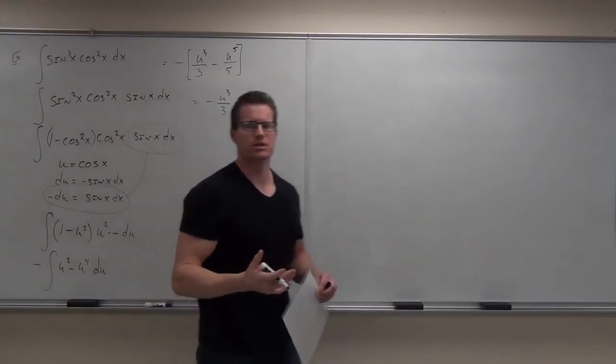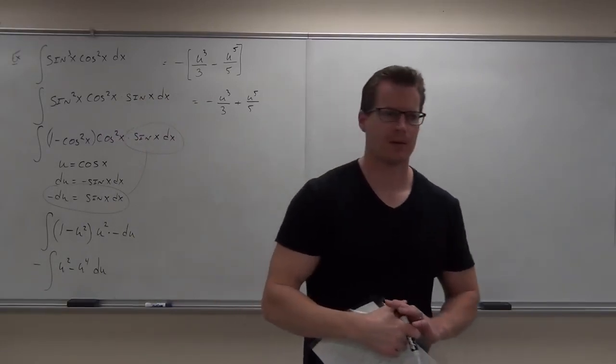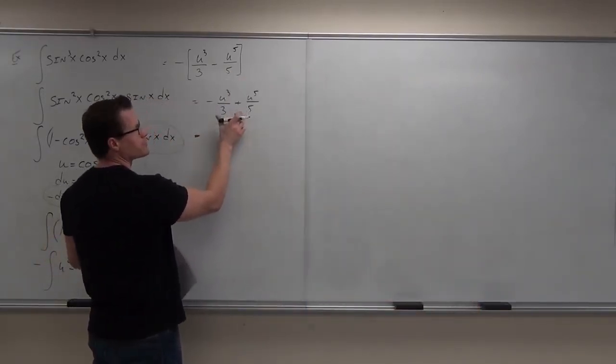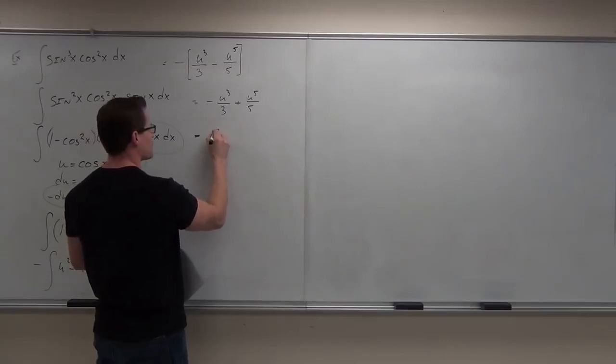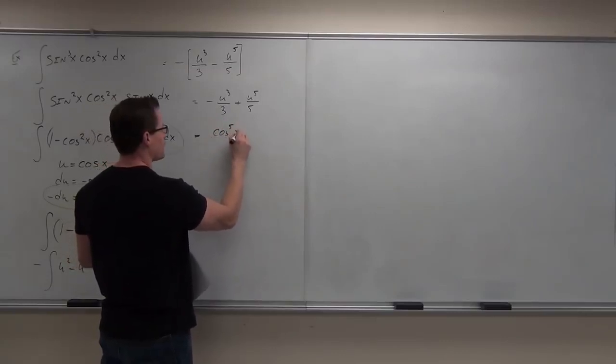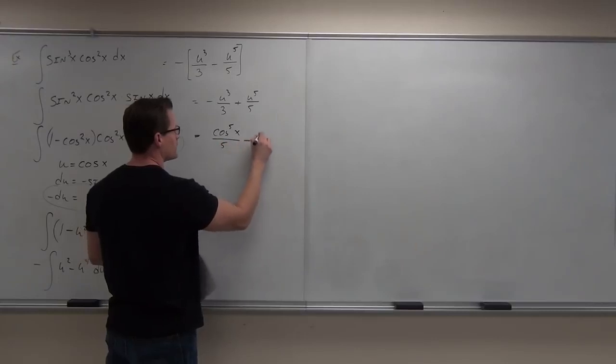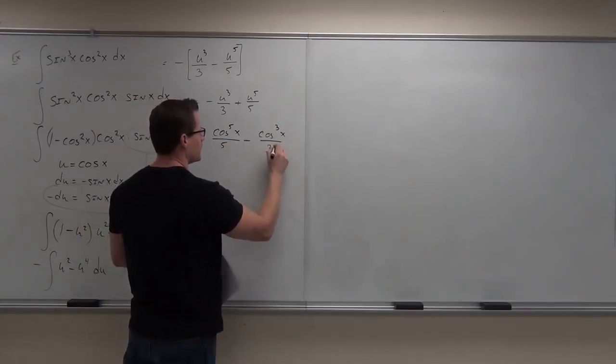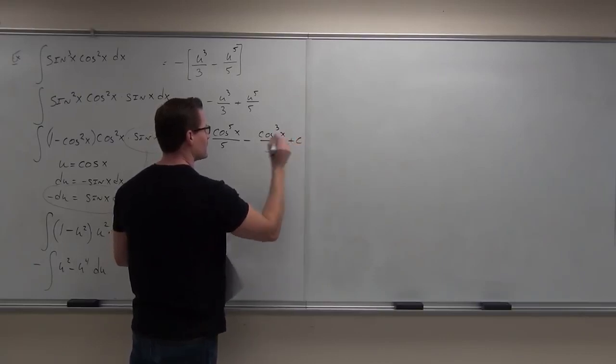Now, we don't want to stop there. What's the next thing we got to do? Plug your u back in there. That's very good. So whatever our u is, we'll have, and I'm going to reverse this right now, cosine to the 5th power of x over 5 minus cosine to the 3rd power of x over 3 plus c.